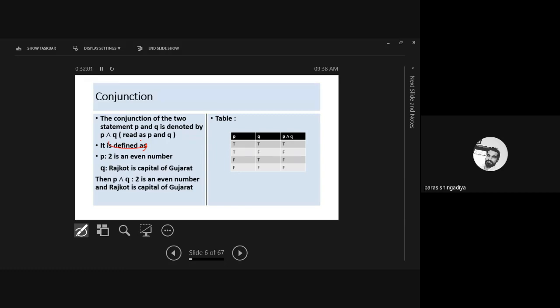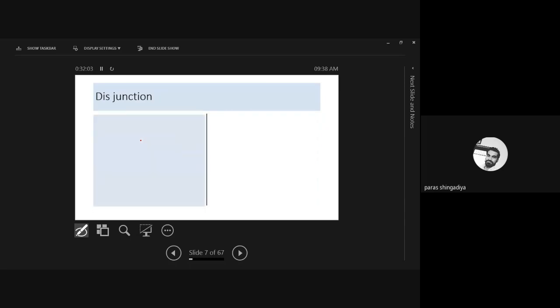Clear? That is conjunction. And next is disjunction. So what is the meaning of disjunction? That is similar to the OR gate. That is the OR gate concept. In mathematics, it is called disjunction. Conjunction means AND gate and disjunction means OR gate. Clear? The OR gate is one of the gates in electronics. What is the characteristic of the OR gate?